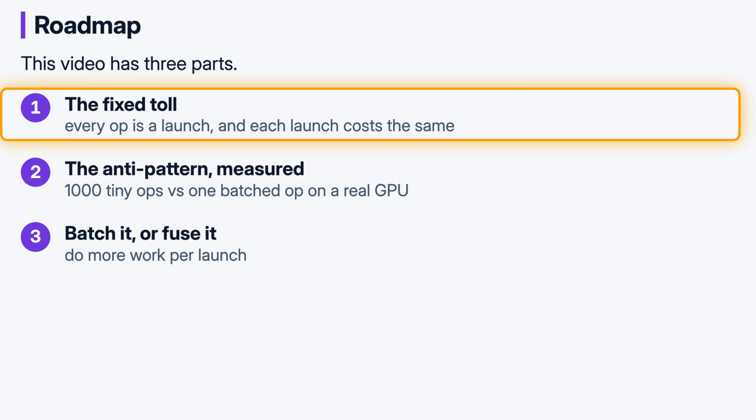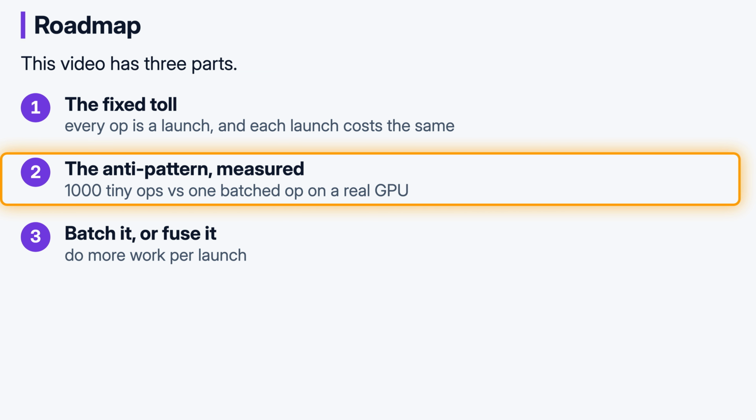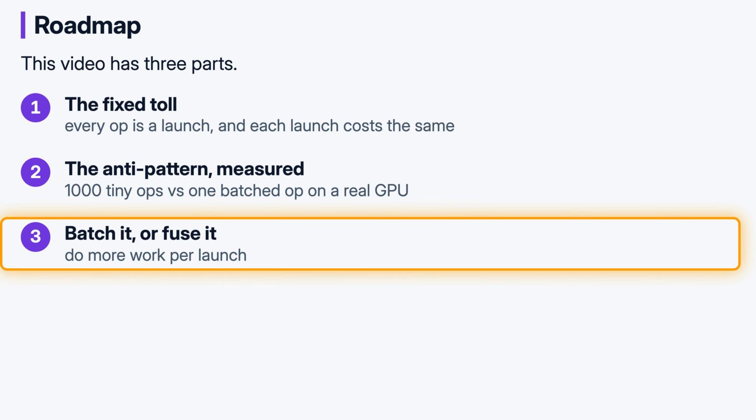This video has 3 parts. First, the fixed toll. Every op is a launch and each launch costs the same. Second, the anti-pattern measured. 1,000 tiny ops against one batched op on a real GPU. Third, batch it or fuse it. The fix is simple. Do more work per launch.